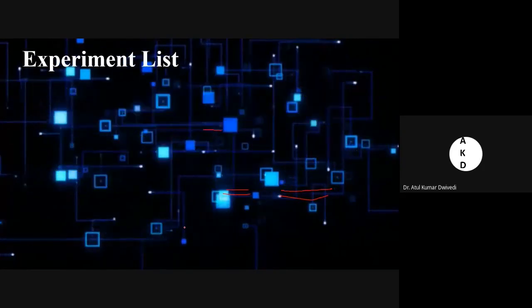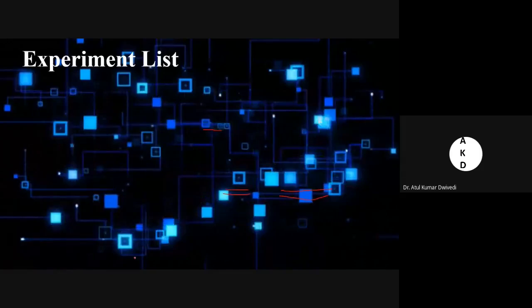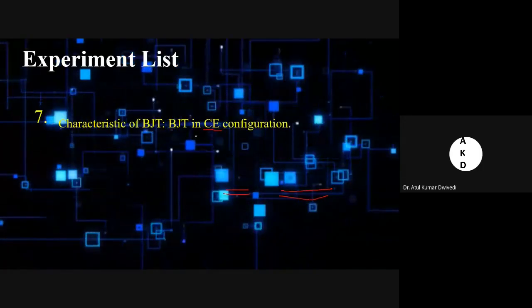Also, more experiments can be done here. Here you can take the BJT or PN junction diode characteristics and the FET characteristics also. Okay, so let us go to the first thing first.